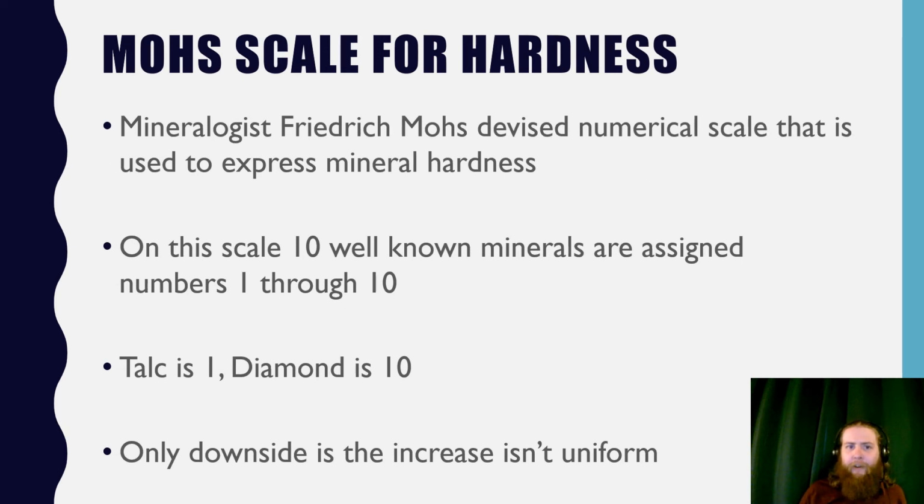Mohs scale for hardness was developed by mineralogist Friedrich Mohs, and it is a numerical scale that is used to express mineral hardness. On this scale, Mohs took 10 really well-known minerals and assigned them numbers 1 through 10, talc being number 1 and diamond being number 10. The only downside for Mohs hardness is the increase from 1 to 2 and 2 to 3 and 4 to 5 and 9 to 10 isn't incremental, it's not uniform. So while 1 and 2 are very close together, 9 and 10 are very far apart.